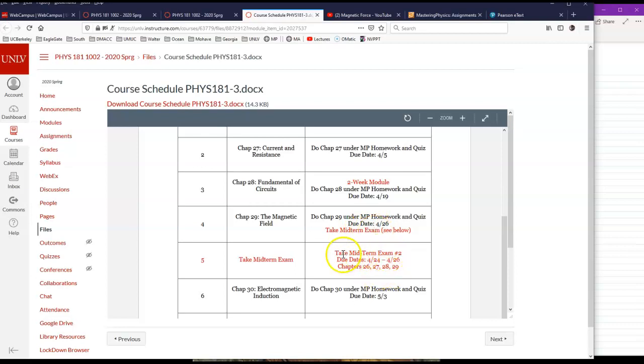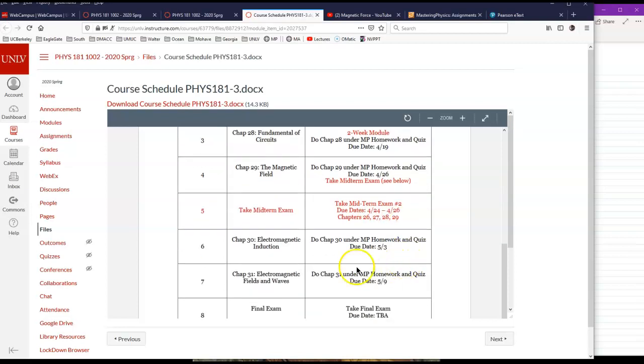So midterm exam number 2 is going to open up on Friday, April 24th, and it will close on the 26th, which is a Sunday, and it's going to be over the chapters that we have not been tested on during midterm 1, okay? So it's going to be Chapters 26, 27, 28, and this present chapter. And then we still have 2 more chapters to go: Chapter 30, electromagnetic induction, and Chapter 31, electromagnetic waves.